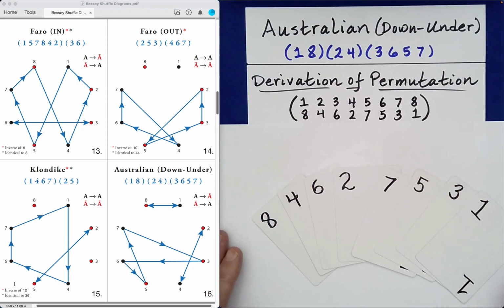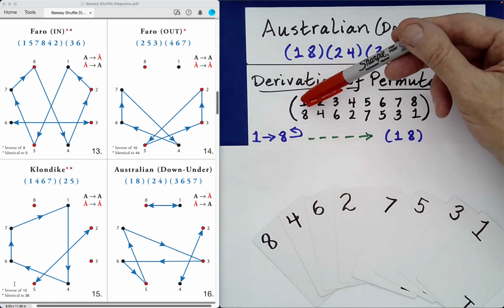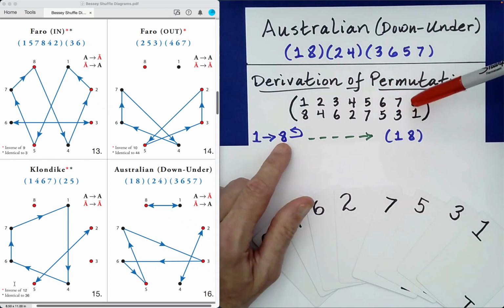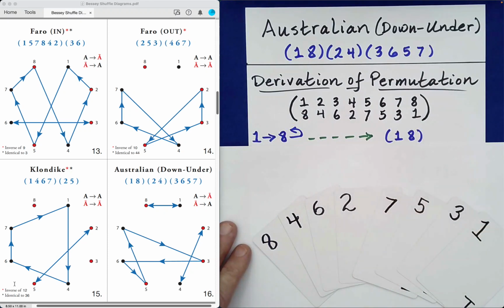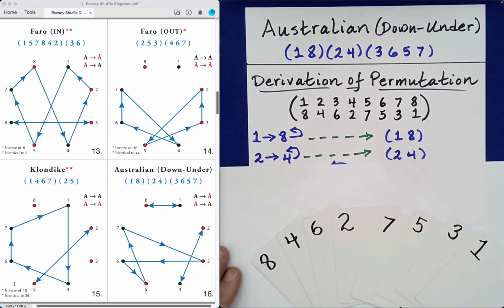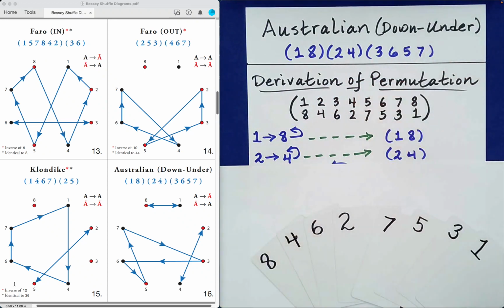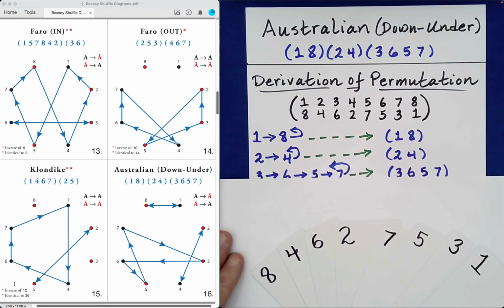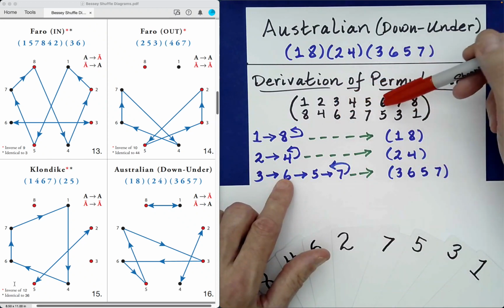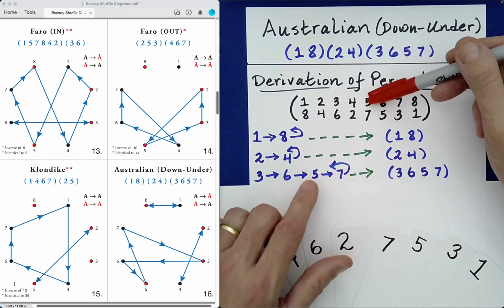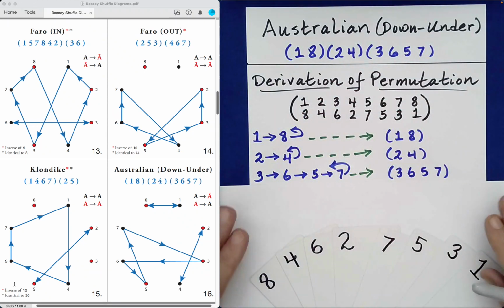Now, 2-line notation can be converted to cycle notation as follows. We look at what happens with 1. 1 gets sent to 8, and then 8 gets sent to 1, so it wraps back around. So we get a transposition, or what's also called a 2-cycle. What happens with 2? 2 gets sent to 4, and then 4 gets sent to 2. We get a second transposition, or 2-cycle. What happens with 3? 3 gets sent to 6, 6 gets sent to 5, 5 gets sent to 7, and then 7 gets sent back to 3, so it wraps around. So we get a 4-cycle.